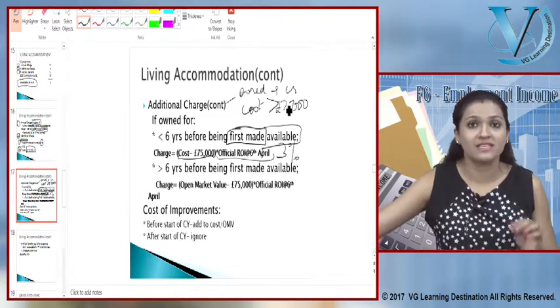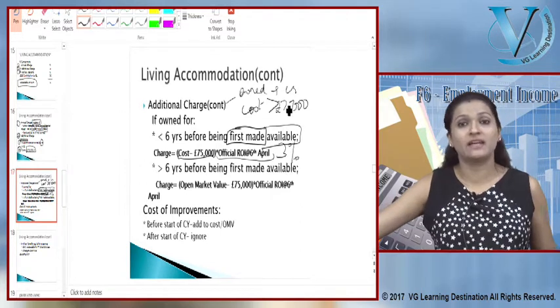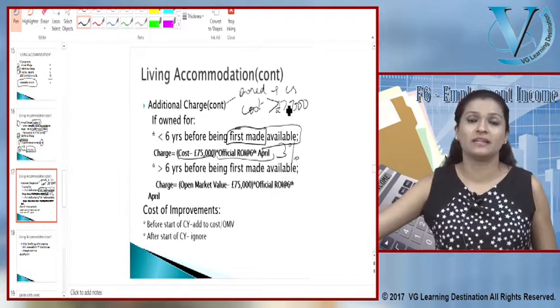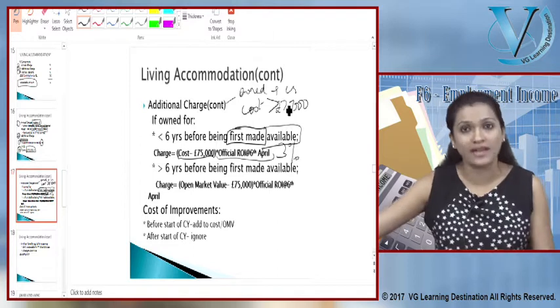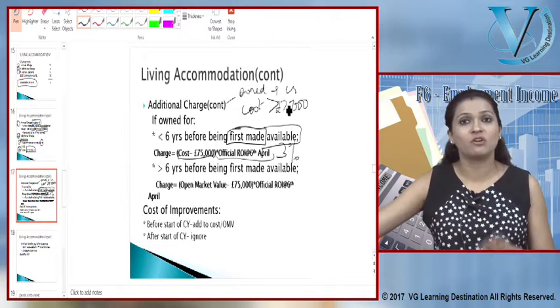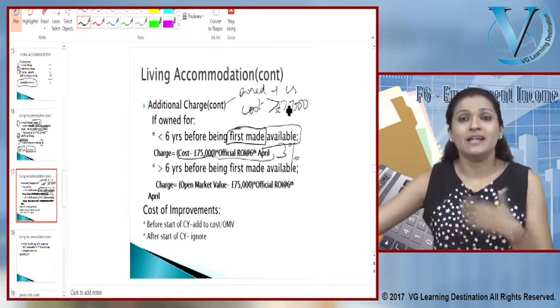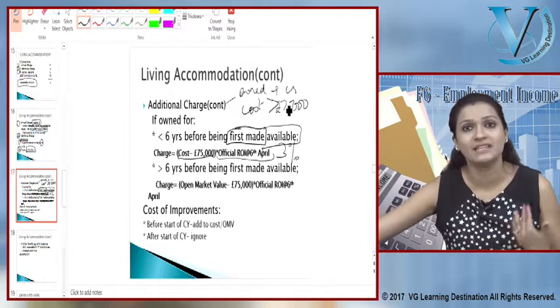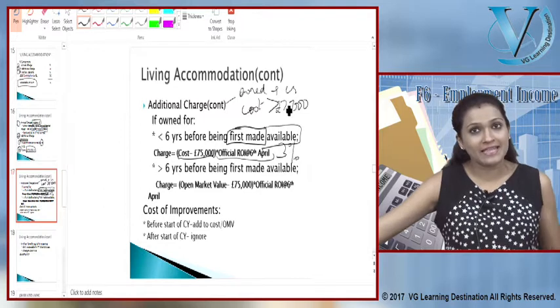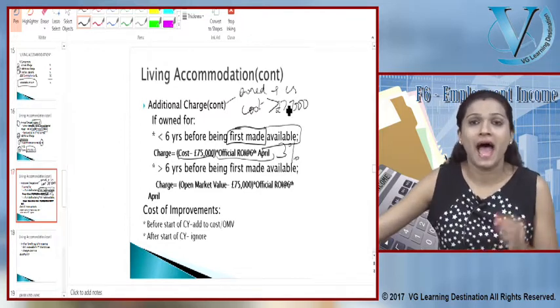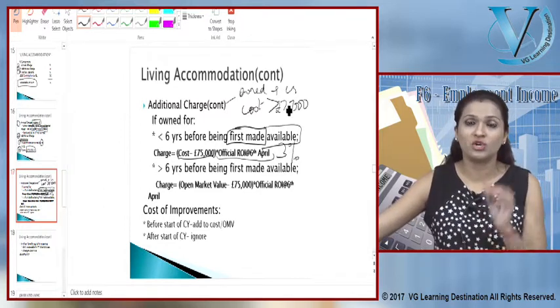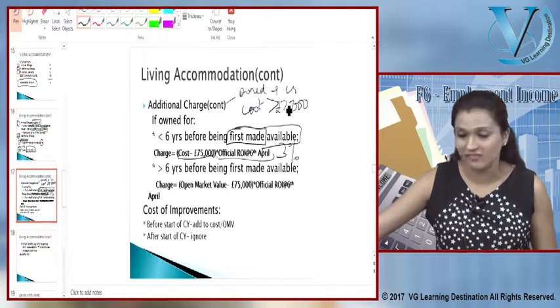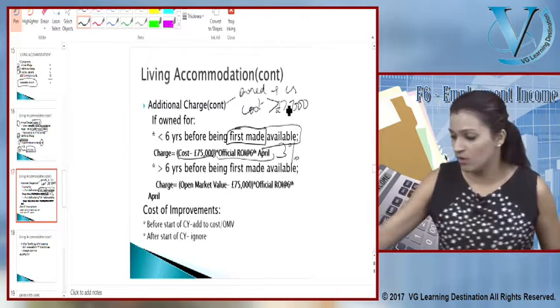If, however, this cost of improvement has been incurred during the current year, you're just going to ignore it for the current year. Why? Because what happens come next year? Next year, this cost is going to be incurred before the beginning of the next year. So definitely again the same rule is going to apply and you're going to add it to the cost of the building itself. So let me quickly run it by you again.